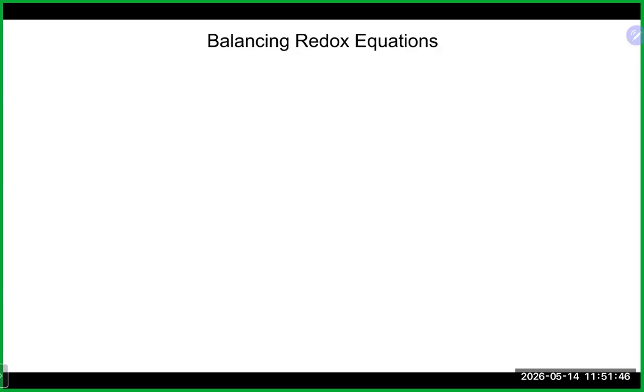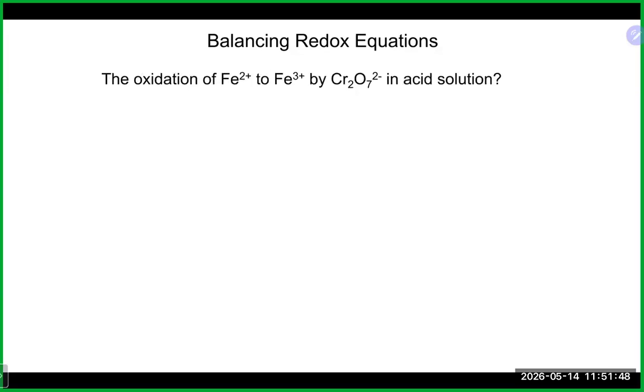Now, when we get to a little bit more complicated balancing in acidic or basic conditions.